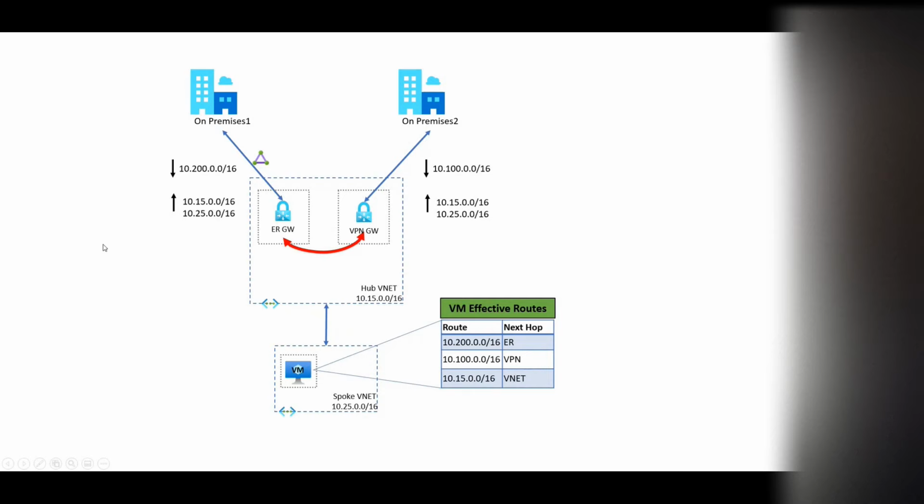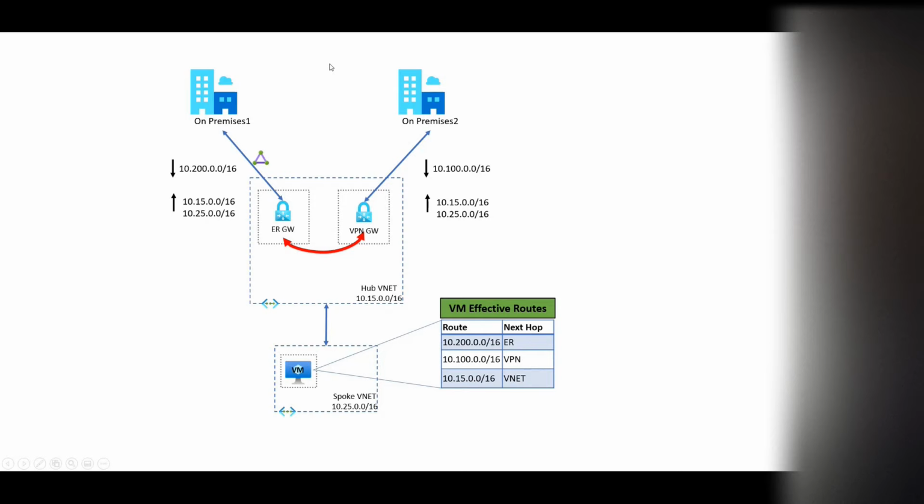Show you. If you were to look at a VM's effective routes, the way you do that is go to the VM, go to networking, find the NIC for that VM, and then click on effective routes. It'll show you the routes that Azure SDN has configured for that particular network interface. That's what determines where the packets are going to go, right?